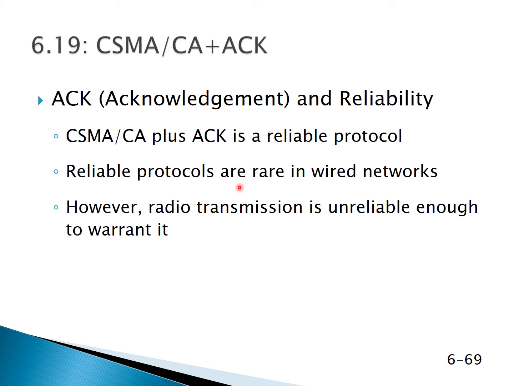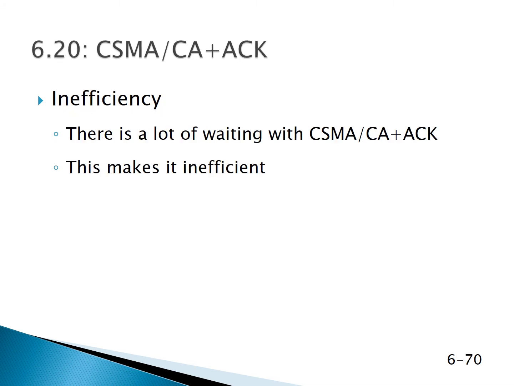Reliable protocols usually are rare in wired networks, right? Because when it's wired, it's already quite reliable physically. But for wireless networks, because the radio transmission is quite unreliable, normally it's good to have the acknowledgement. That's why a lot of these 802.11 standards have this CSMA/CA plus the ACK. As we said, there is a lot of waiting time with this method, so there is some inefficiency there.